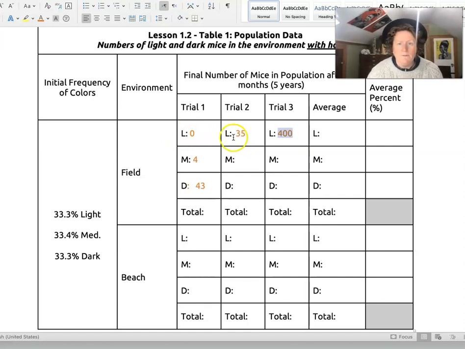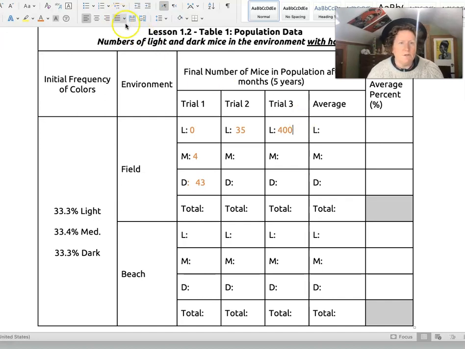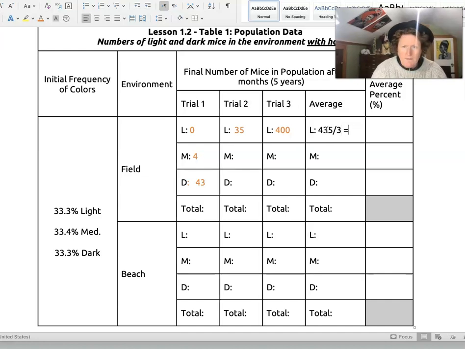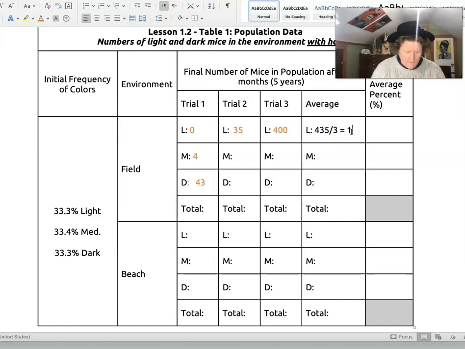I'm going to take 0 plus 35 plus 400. That gives me a total of 435 if I add all of the trials together, and then I divide by 3. 435 divided by 3 is about 130 plus 7, about 137. I'll do it on a calculator just to make sure. So I'll put my calculation there. 435 divided by 3 is equal to, I was a little bit off, it's 145.